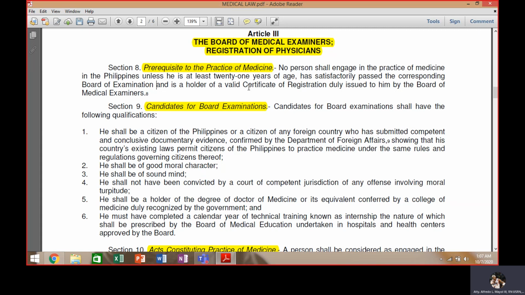However, if you pass the examination, okay, the Philippine licensure examination, it is not automatic that you can practice. The final act to become a full-fledged doctor is the taking of the oath. Okay, the oath of your profession.